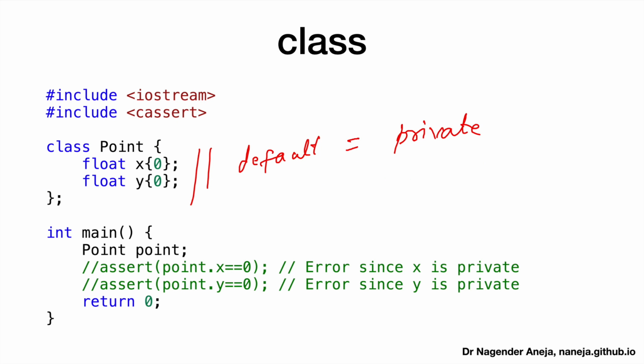However, here the default is private, so the scope starts here and ends here. If we try to access it outside, it is going to give us an error. We can't access this. There are other ways to access the variables, but if the variables are private, then outside this scope the variables can't be accessed. The scope ends here.